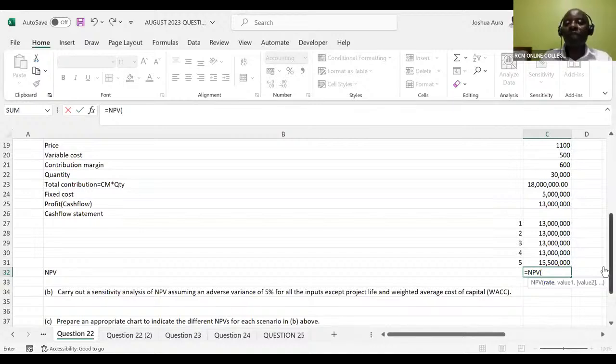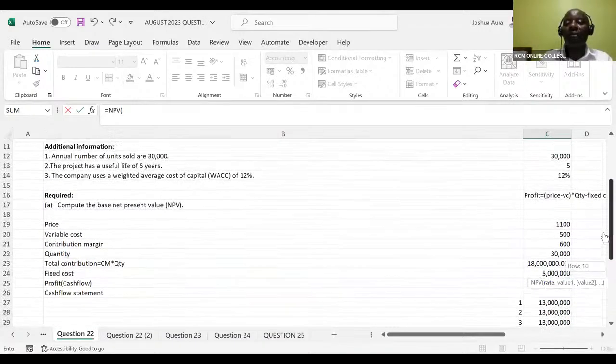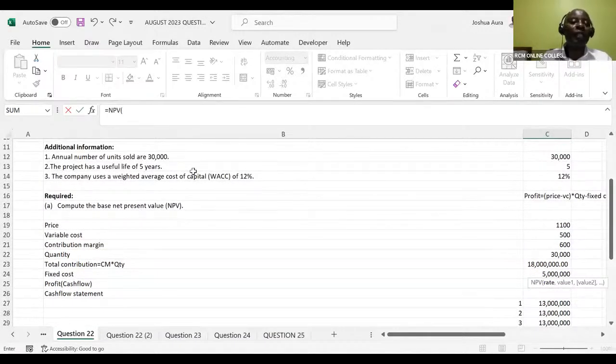So the rate, ladies and gentlemen, what rate do we have? I'll come and pick the rate. Fortunately, I have it here. It was written inside here, but because I would want to use it in my formula, I transferred and put it here. So the rate is 12%. Great, I've been able to pick the rate.